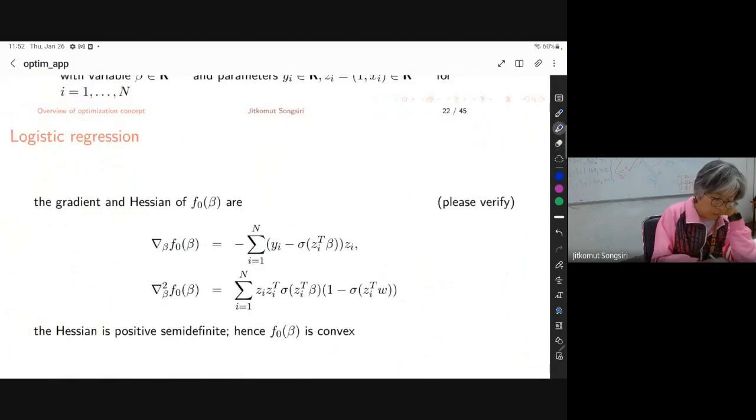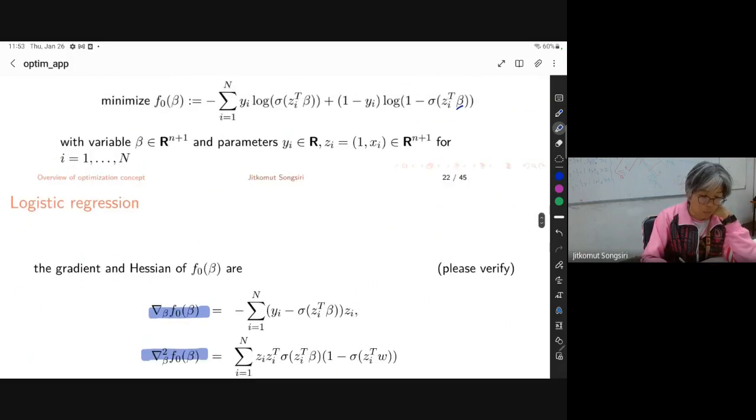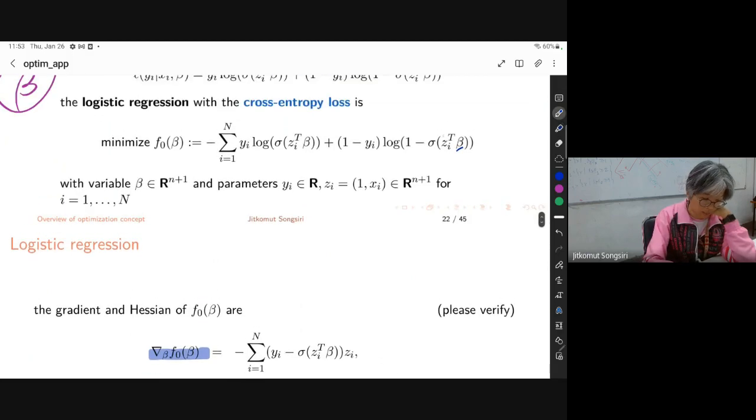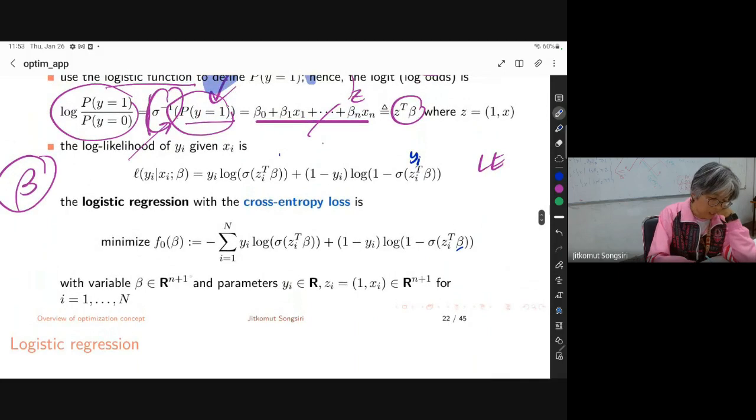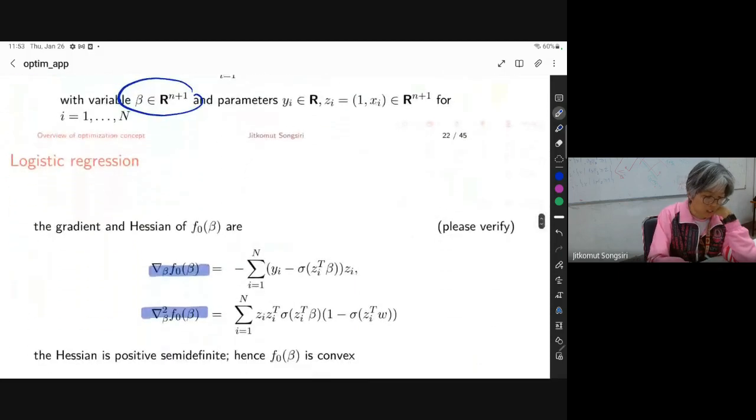You're going to verify that the gradient, which is not obvious right now because beta is a vector, and you can check the Hessian matrix. Beta has beta 0 to beta n, so beta is a vector of size n plus 1. What is the size of my gradients? What is the size of my Hessian?